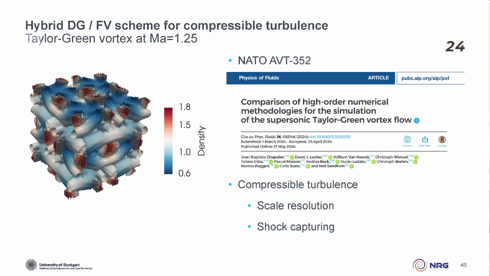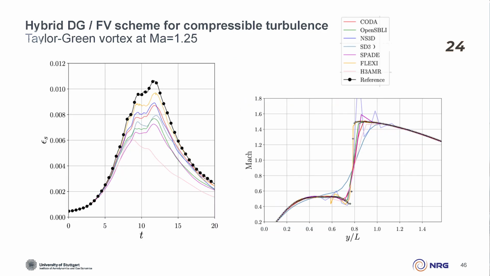It's a recent paper. What's nice about this paper, we took many people from around the world, Europe and the US, and we compared our approach for compressible turbulence in this NATO task force or whatever it is called. So we looked at compressible turbulence, and we wanted to see which of the approaches is actually better in resolving the turbulence, but also capturing the shock wave. And our results are always the one in yellow. Reference is black, and the other codes you can see here.